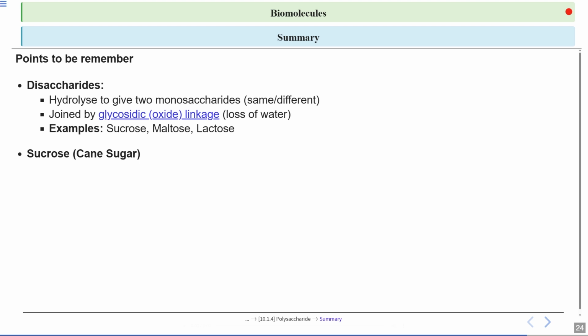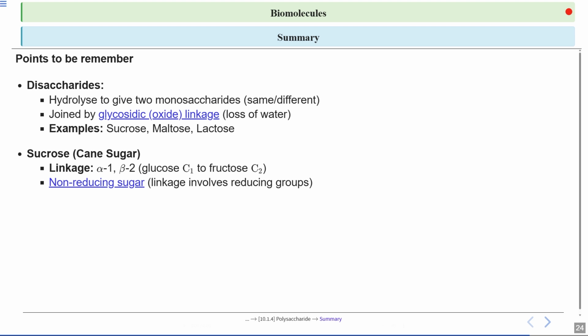Then we discussed sucrose, which is called cane sugar. In sucrose, the link is between the first carbon of glucose and the second carbon of fructose, so glucose C1 to fructose C2. This is called an alpha 1 beta 2 linkage. An important property of sucrose is that it is a non-reducing sugar. This means that both of its reducing groups are involved in the linkage, so it does not react with certain chemicals that test for reducing sugars.